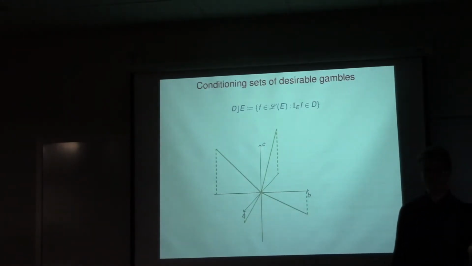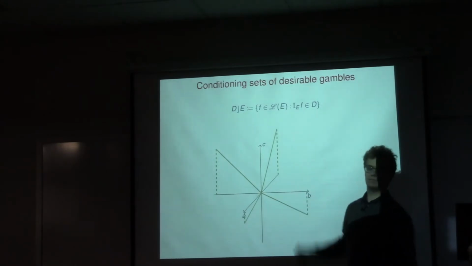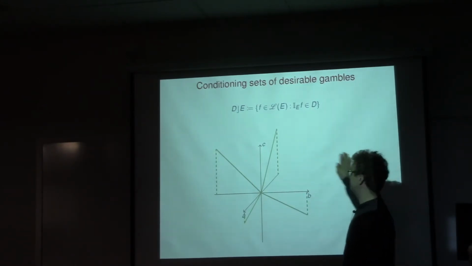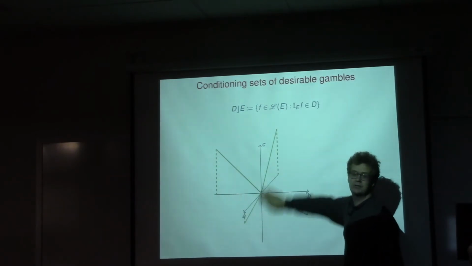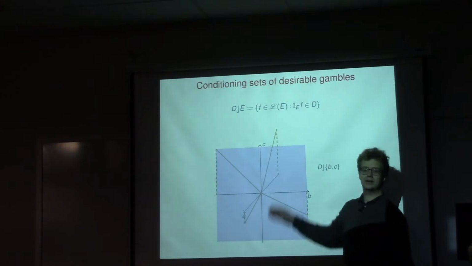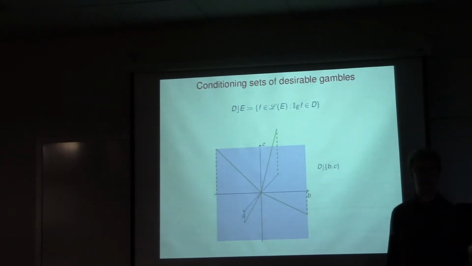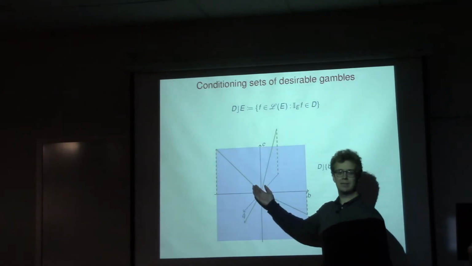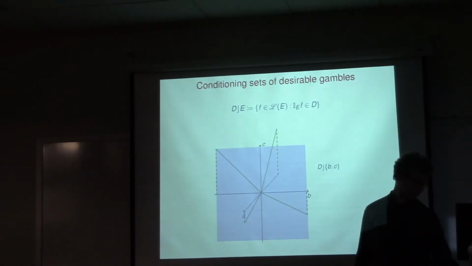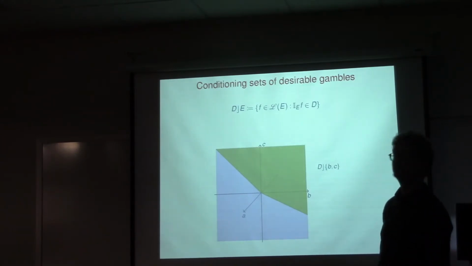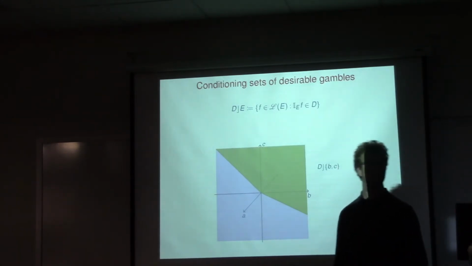Now, if I want to condition it on BC, my called-off gambles are actually the plane of the board, of the screen. So those are my called-off gambles. What is now my conditional model? Well, I just intersect my original set of desirable gambles with the plane of called-off gambles, and I obtain this conditional set of desirable gambles. So that's a very elegant way of conditioning.